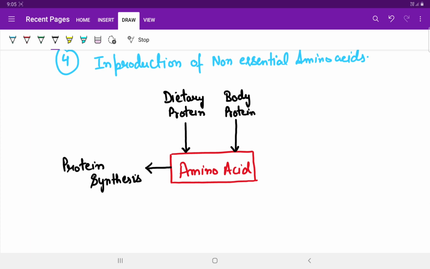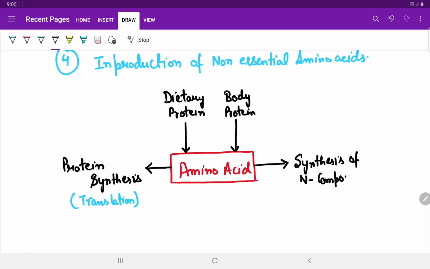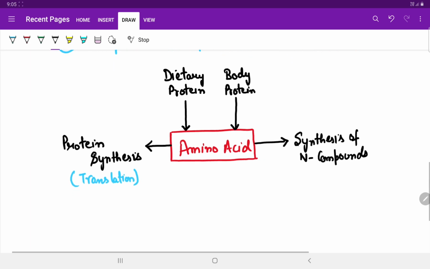It is either used in protein synthesis, in formation of other proteins through the process of translation. You must be familiar with the process of transcription and translation, I think so. Also, these amino acids are used in synthesis of nitrogen compounds.